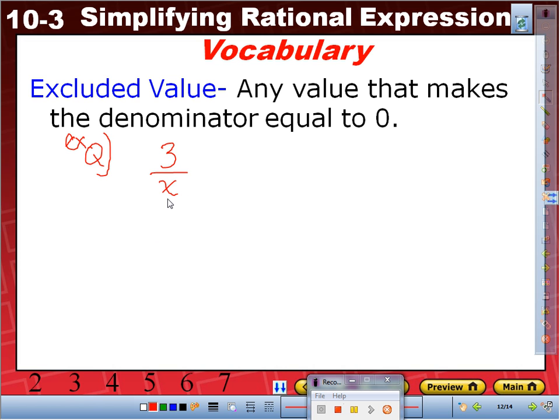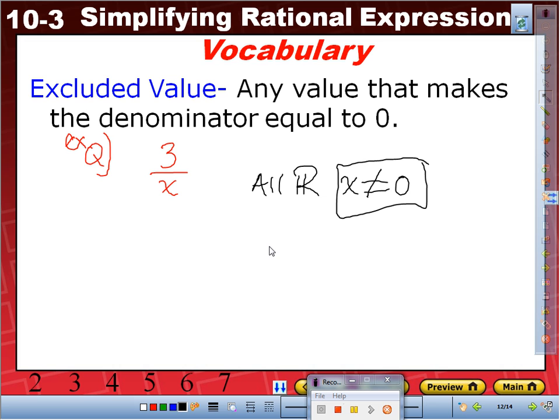What could the values be of x? Think about it. What can I substitute here? However, I need to identify the excluded value. This cannot be what? 0. So check this out. Could my denominator be all real numbers? Yes. But x cannot be what? This is called the excluded value. So box that, please. Whatever value makes the denominator 0, it's called a what? Excluded value. Yes.